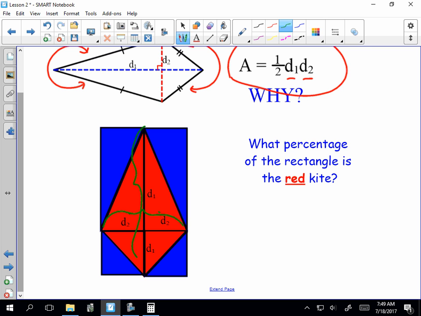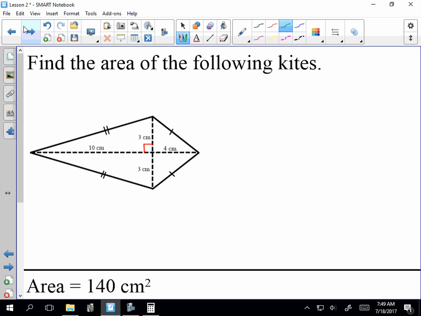Diagonal 1 is this distance, and we can see that that would be the base and the height of this rectangle. Now, do we need all of this rectangle for the kite? No. Like all of our other shapes today, we're using that 1/2 multiplier because our red kite is only 1/2 of this rectangle. So now, let's work with a couple kites here, just so we can find the area one time, and then two, given an area, when they take a diagonal away, how can we find that missing measurement?